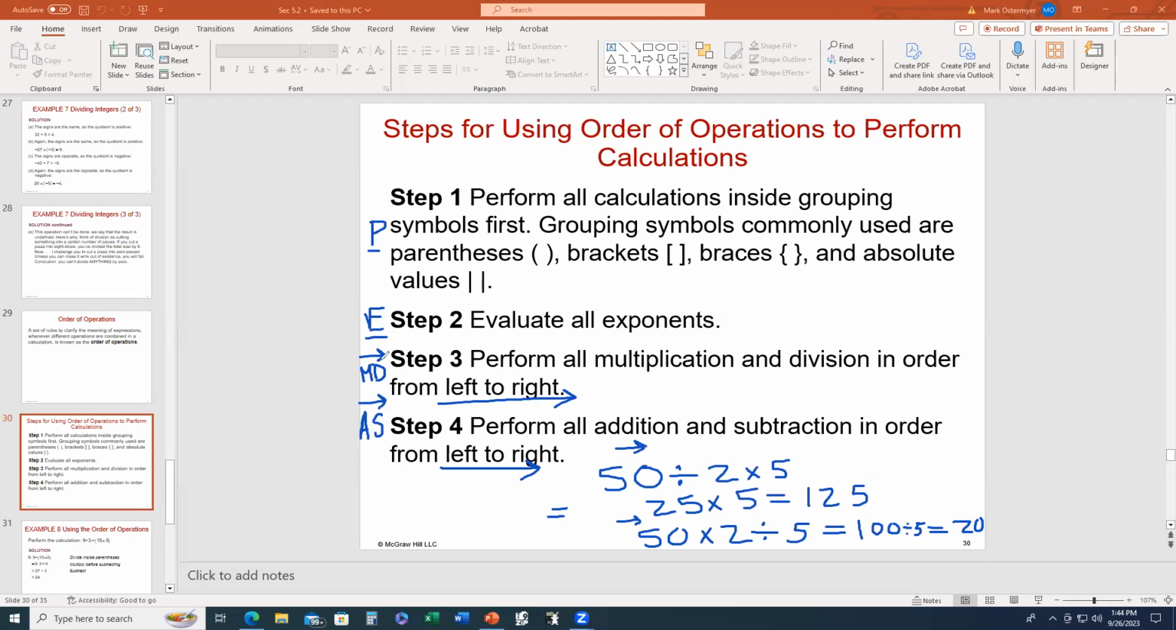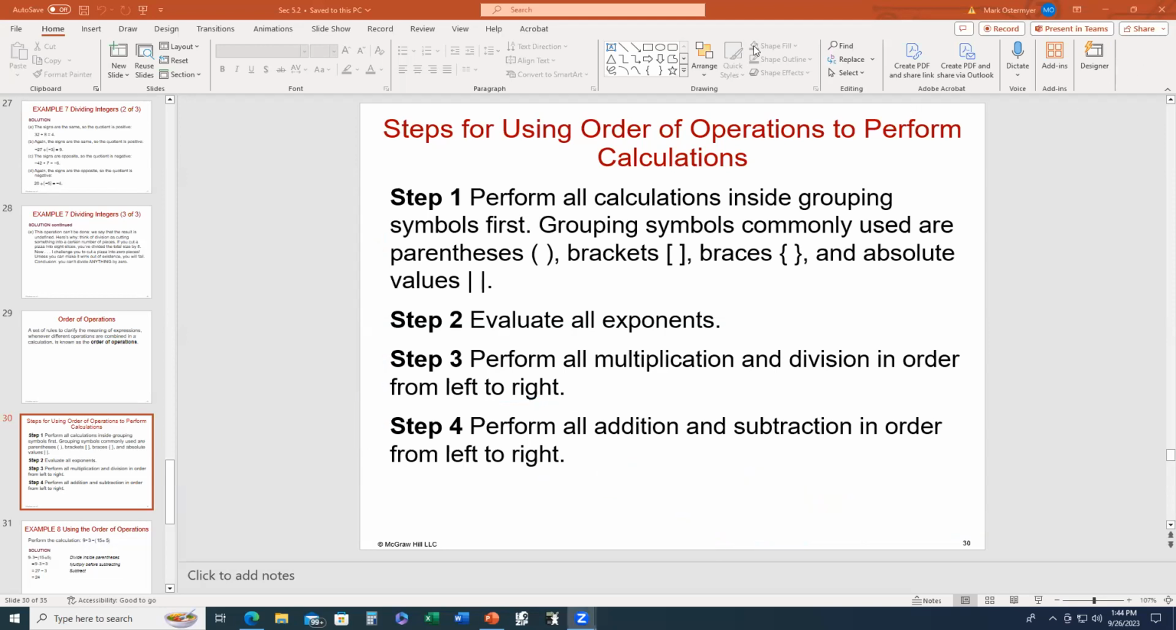Please excuse my dear Aunt Sally is a way of remembering the order of operations. Please, P, parentheses. Excuse, E, exponents. My, M, multiplication. Dear, D for divisions, left to right. Aunt, A, additions. Sally, S, subtractions, left to right. Please excuse my dear Aunt Sally. Order of operations.